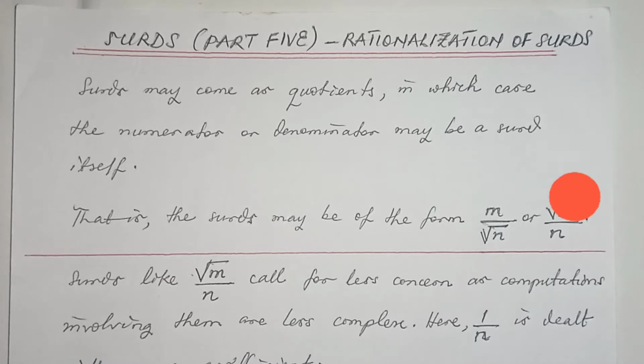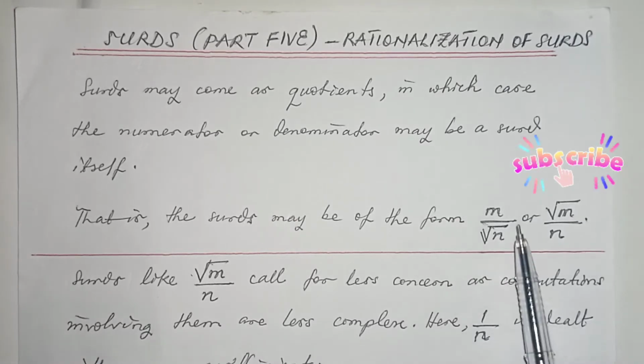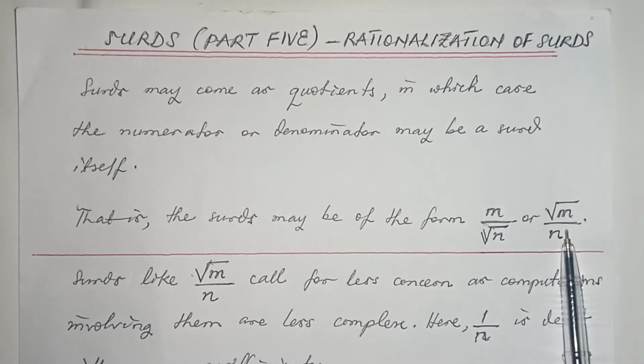It is the one out of the two quotient forms of a surd that has its denominator to be a surd itself. So rationalization is simply a technique of transforming a surd in its quotient form whose denominator is a surd itself to a surd still in its quotient form whose denominator is not a surd. So now these are the two forms we shall be considering, this form and this form.